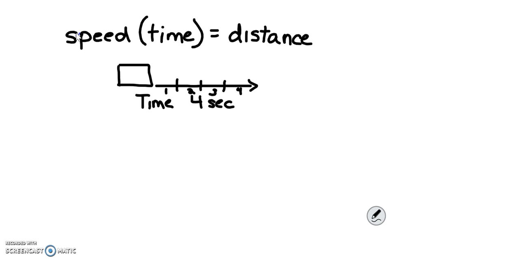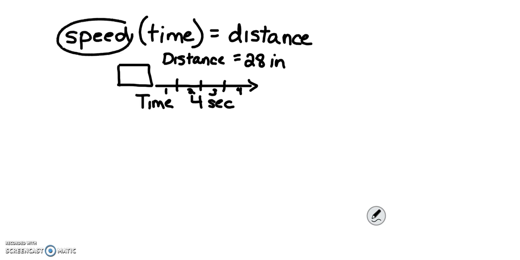And then the problem tells us that the total distance that the train travels is 28 inches. So our distance is 28 inches. So once we know this, the question says, what is the speed of the train? So what we want to do is figure out the speed. So this is our variable, x.